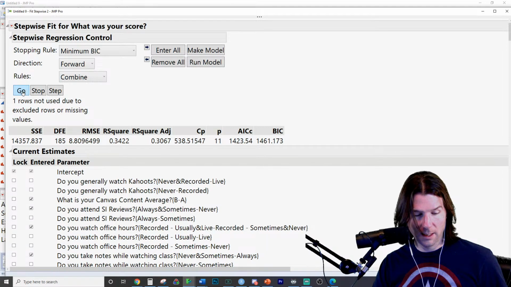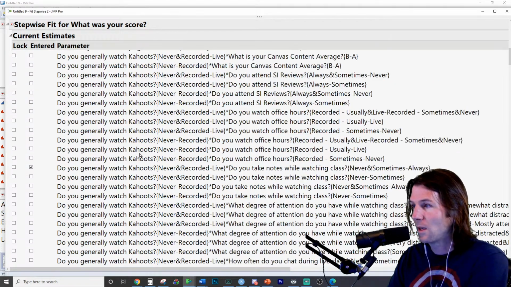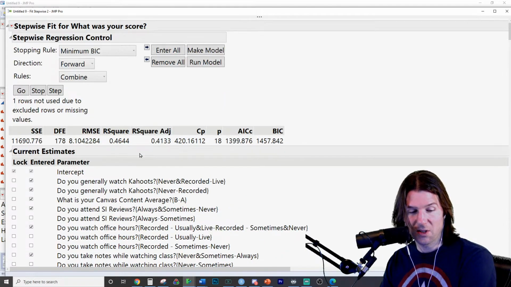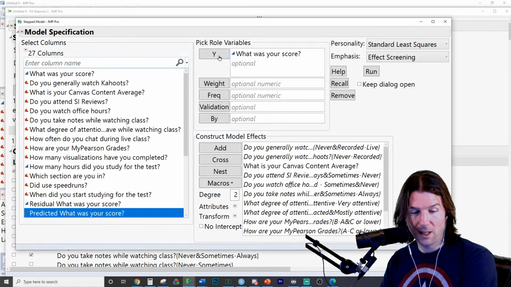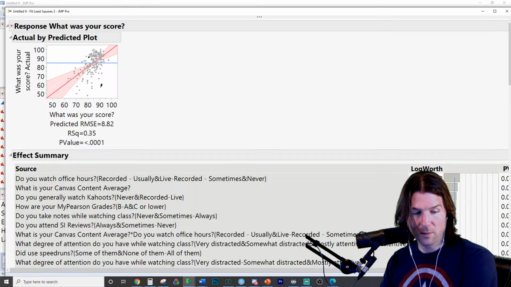Let's make the model. And the answer is, now we've explained 46% of the variation. So this is our best model right now, including interactions. Let's go ahead and make this model. Here's the model, way more variables, way more interactions. And here's the model right here.